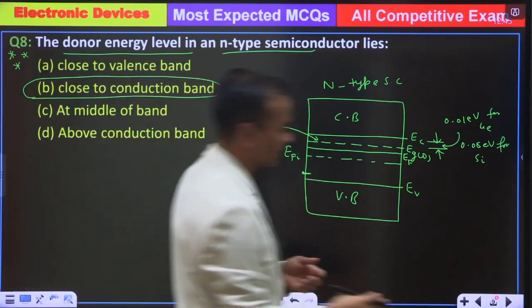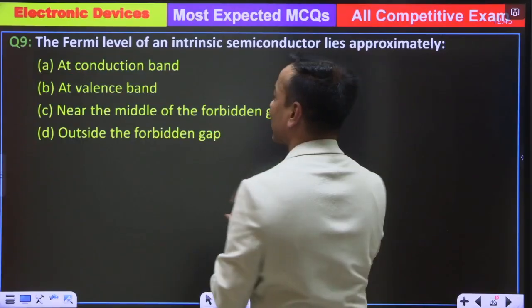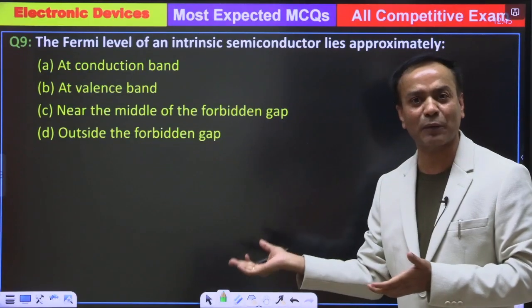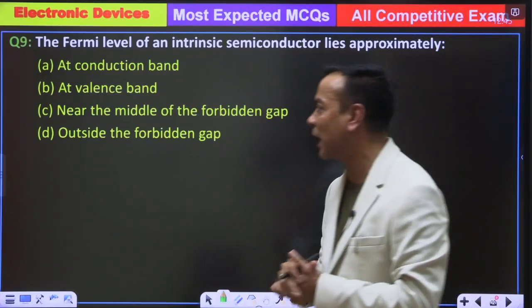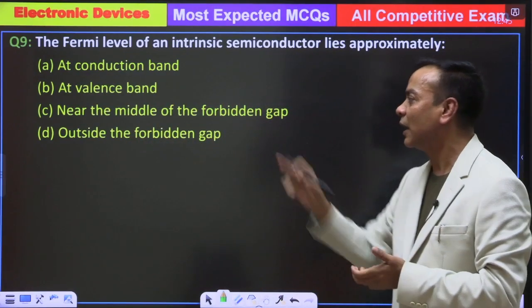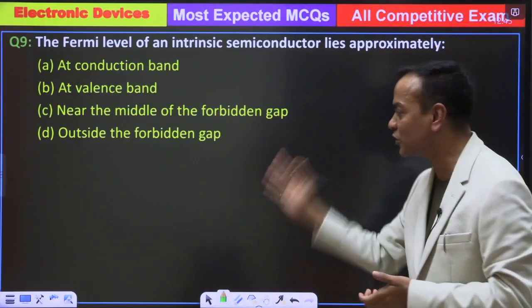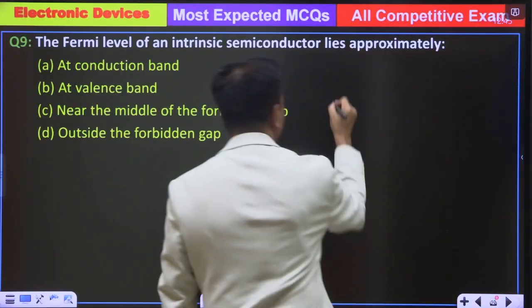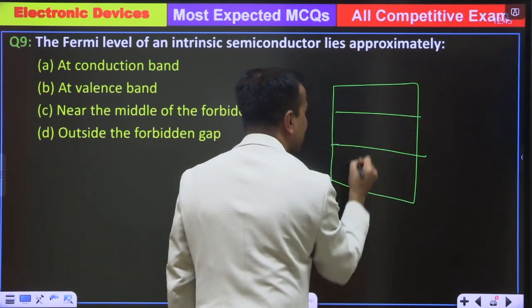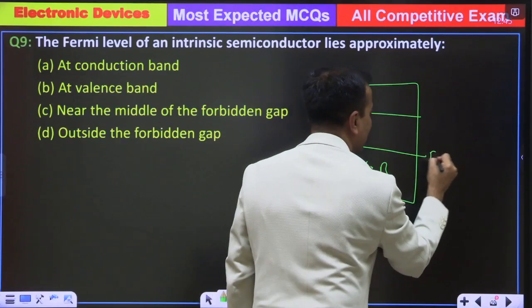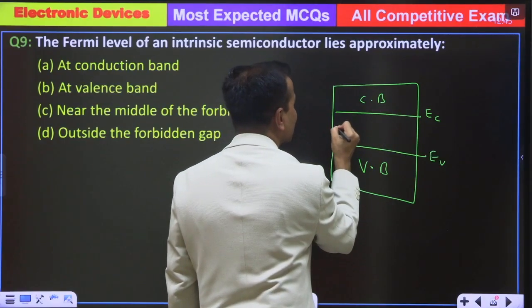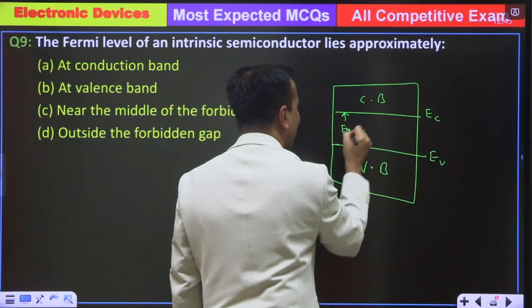Now we'll move to the next. The Fermi level of an intrinsic semiconductor lies approximately, just now I had given the answer. Option A at the conduction band, option B at the valence band, option C near the middle of the forbidden gap, option D outside the forbidden gap. Just before this question I discussed that. This is the energy band diagram for the intrinsic semiconductor. Here this is the valence band, this is EV, this is EC, and this is the conduction band. This is our EG, the forbidden gap.